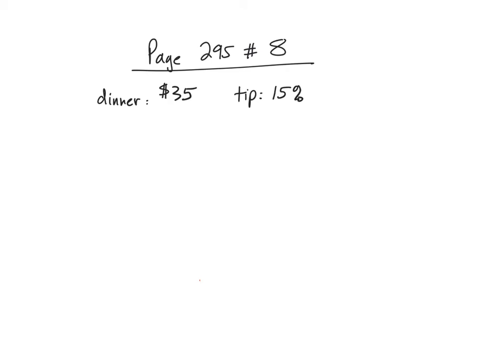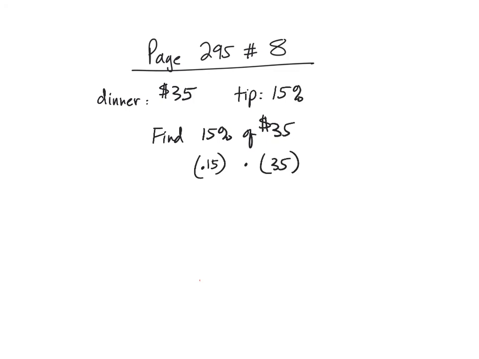Okay, now I'm going to jump back up to problem number 8 because it has to do with calculating the tip. So if I go out for dinner and I spend $35 on my food, it's customary to leave a tip. So for this problem, the tip is 15%. So what I need to do is find 15% of $35 and then add that onto what I pay. So I need to take 0.15 and then of means times. So I need to take 0.15 times 35.